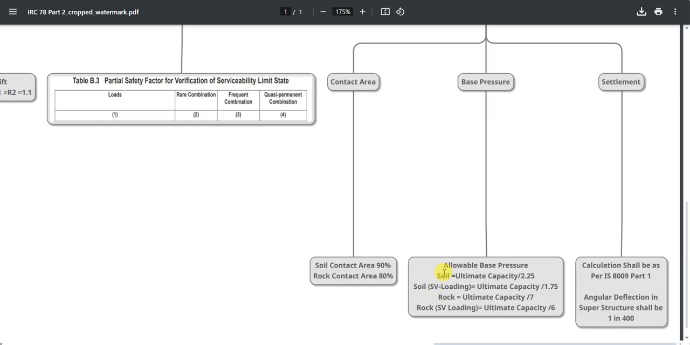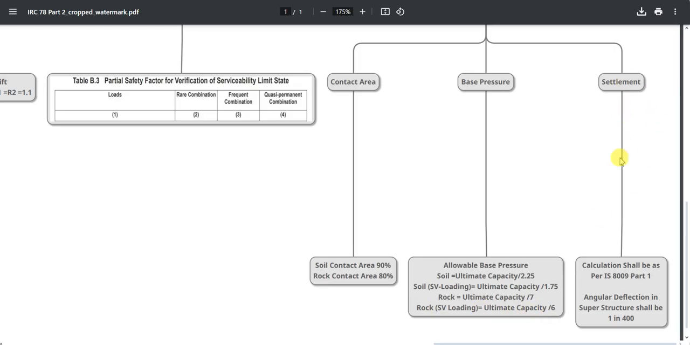For base pressure, the allowable base pressure in case of soil shall be the ultimate base pressure divided by 2.25. For soil with SV loading, it shall be divided by 1.75. For rock, it shall be divided by 7. And for rock with SV loading, it shall be divided by 6.